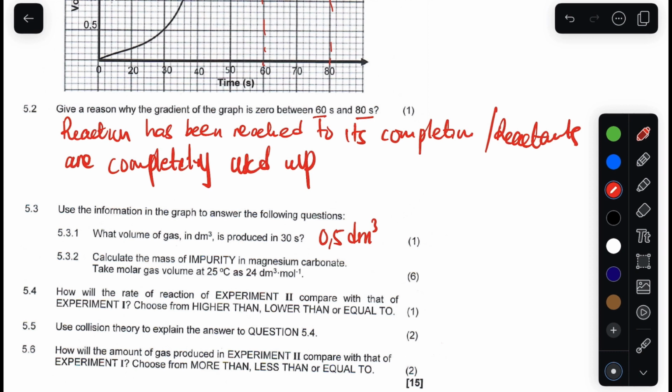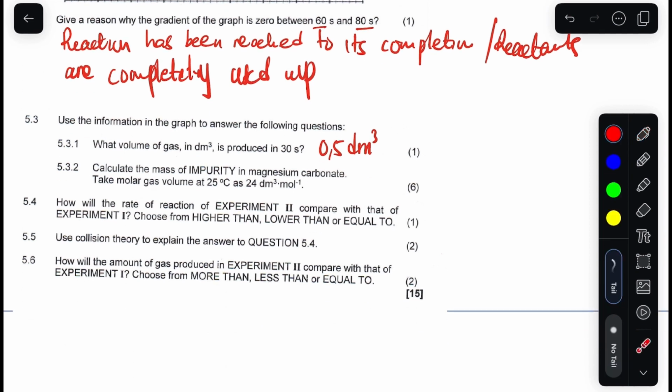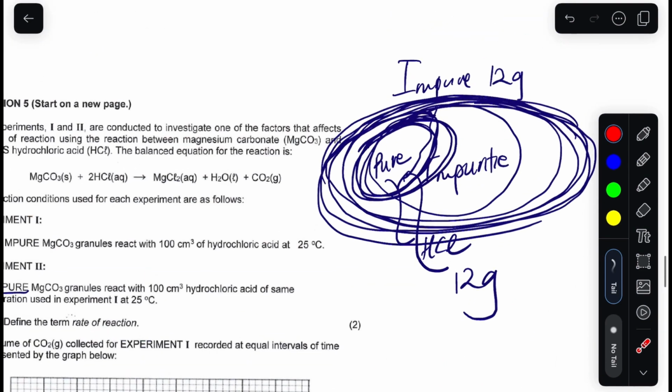Now 5.3, it's quite an interesting question. It says calculate the mass of impurity. When we talk about the impurity, guys, let's go back here. We have an impure sample. An impure sample contains the pure and the impurity. So when we talk about the impurity, we're talking about the other part that does not react with an acid. Remember, I said when you pour HCl here, it's the pure part that will react with the HCl. The impurity is not going to react.